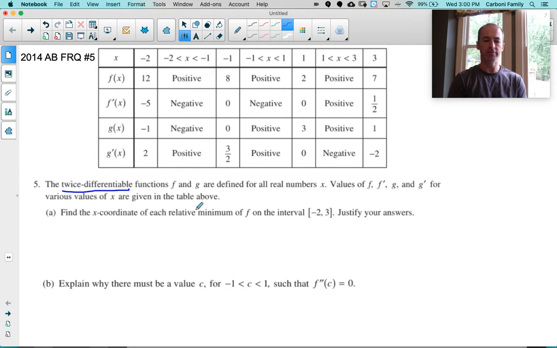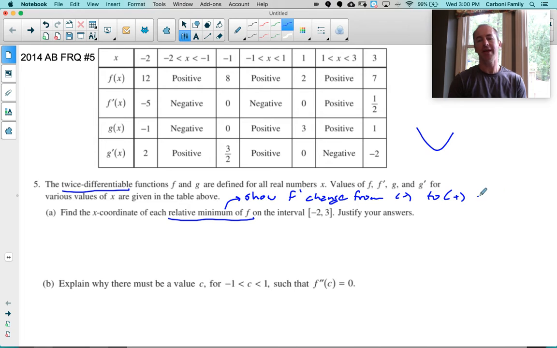So for a relative minimum, the way we typically justify a relative minimum, and this is not going to be an exception, so we will follow this approach, is to show that f prime, if it's a minimum, your function decreases, then increases, which means you have a negative slope. So f prime must change from negative to positive at a critical number. Okay, so that's our game plan.